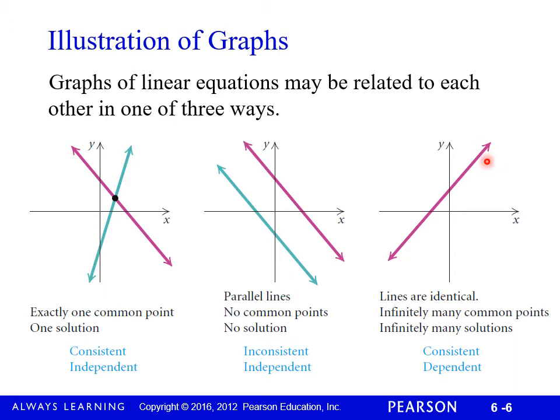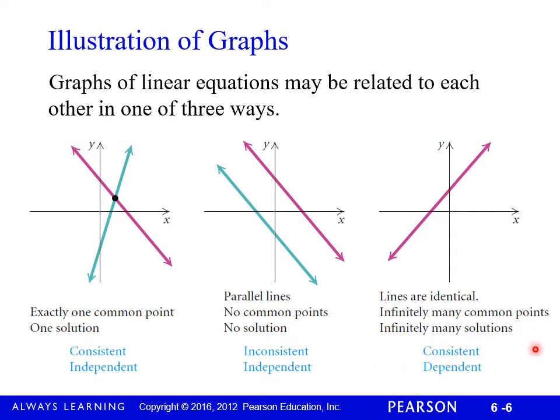Here, you can't really see it, but there's actually two lines here. The green line is behind the purple line. And here we have the lines are identical. They're overlapping. So any point that's on one line is automatically on the other. And that's why we say there are infinite number of solutions, because there are infinite number of points along the line. And again, if a point is on one line, since they're the same line, it's on the other. So again, this is consistent because it has at least one solution. In this case, it has infinite solutions.